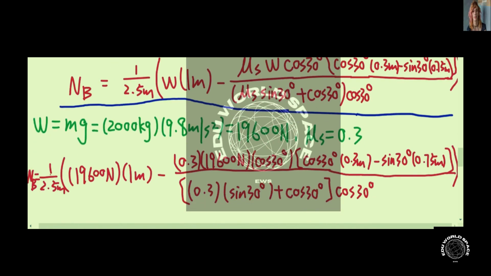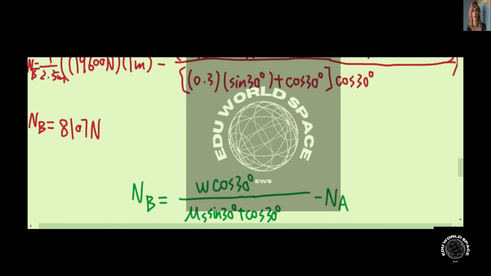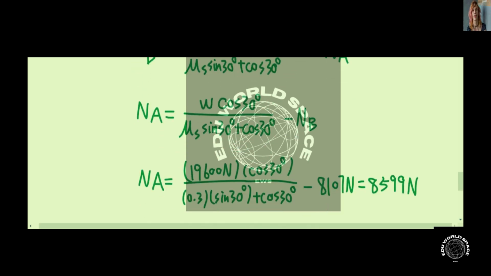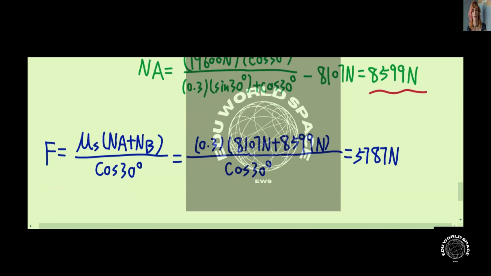Eventually, we'll have the normal force at point B equal to 81.07 Newtons. Now we can determine the normal force at point A, which is equal to 85.99 Newtons. Now we can determine the towing force, since the towing force is equal to mu S (Na plus Nb) over cosine 30 degrees. We can plug in the values for Na, Nb, and the coefficient of static friction. Eventually, we have the towing force equal to 57.87 Newtons. And this is the answer for this question.